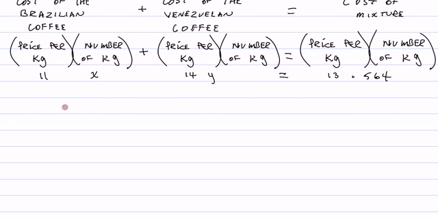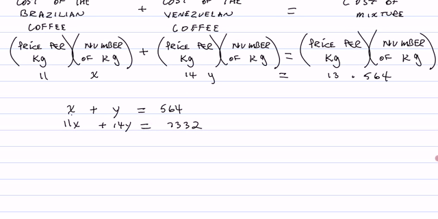So the first equation we said was x plus y is equal to 564. Remember, that's just the number of kilograms of Brazilian coffee plus the number of kilograms of Venezuelan coffee is the number of kilograms in the mixture. And the second equation comes from what we have right here, 11x plus 14y is equal to 13 times 564. Well, 13 times 564 gives us 7332. All right, so here's our system of equations.